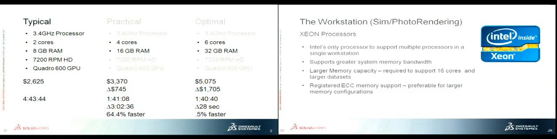Now, the reason that we went with the Xeon processors for this machine versus the i7 that we have in the other machine is that it's Intel's only processor to support multiple processors in a single workstation. It supports a greater system memory bandwidth, also larger memory capacity, and ECC RAM, which is preferable for our larger memory configurations that we have here. 32 gig of RAM, it's a lot of RAM for a machine.